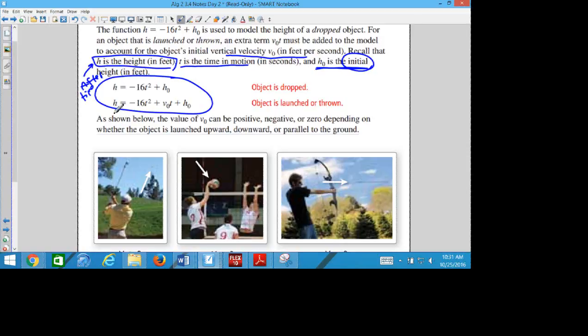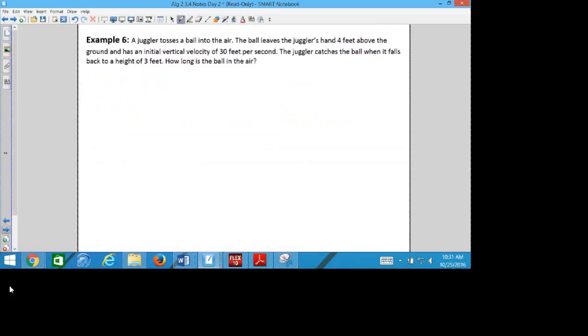So let's look at the example. A juggler tosses a ball into the air. The ball leaves the juggler's hand at 4 feet above the ground, has initial vertical velocity of 30 feet per second. The juggler catches the ball when it falls back to a height of 3 feet. So we are imagining a juggler. You've seen a juggler before. I can't do it, so it's not going to happen.